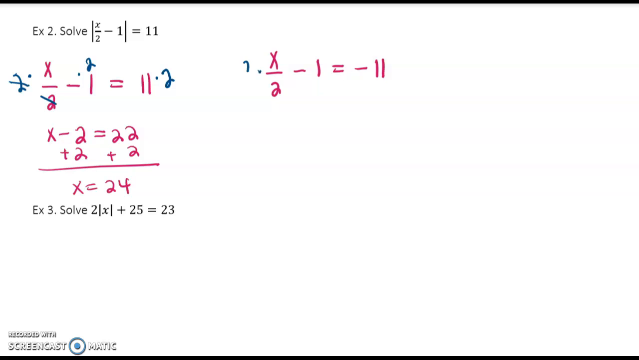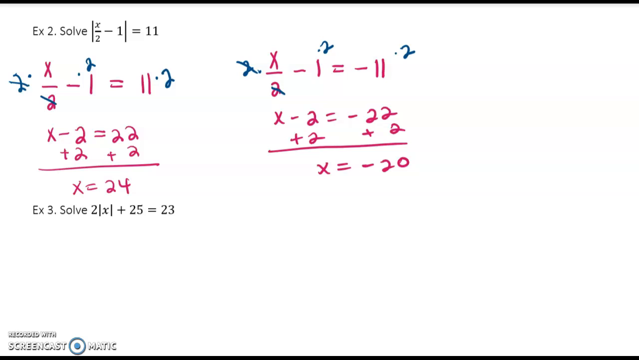Alright, then we're going to go ahead and multiply again over here, cancels out that 2. x minus 2 equals negative 22. Add 2 to the other side. x equals negative 20. So those would be our two answers.